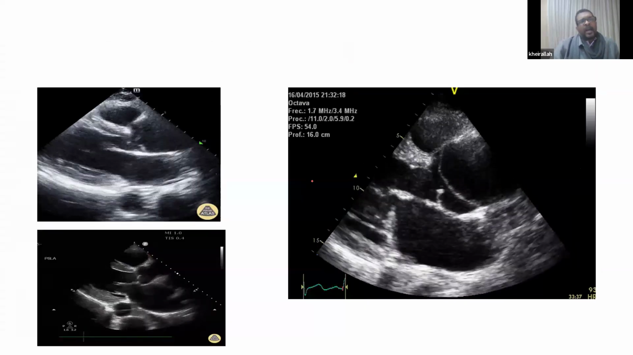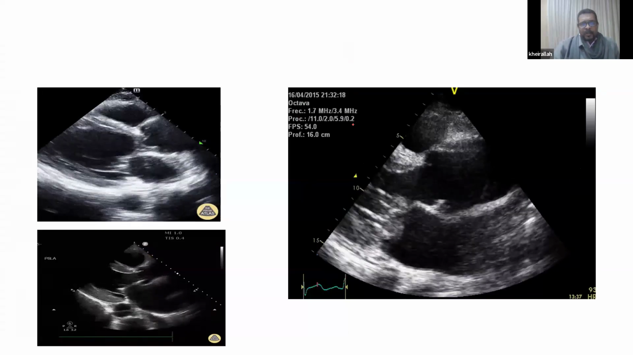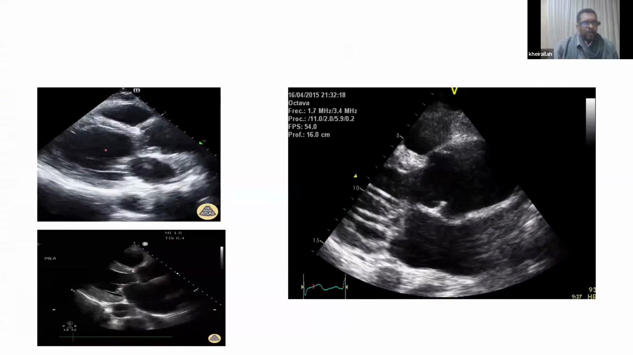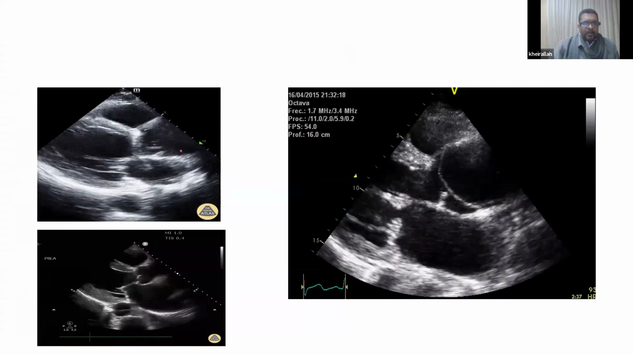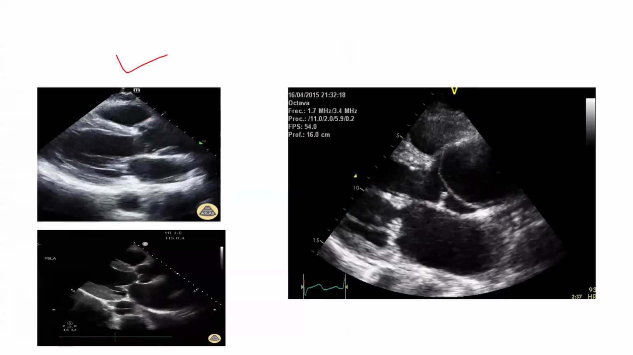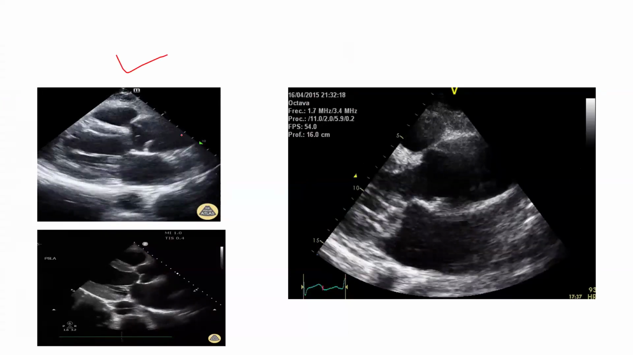Now, echo for emergency is so important, especially when you have a patient like this. What do you think this patient has? This one here. Once you see this one, dissection, aortic dissection. Exactly. So this is dissection type A.